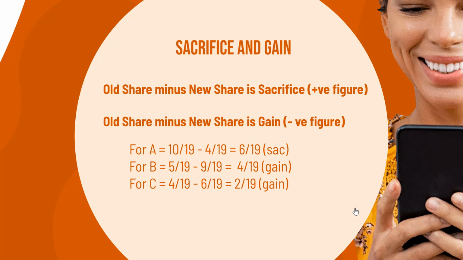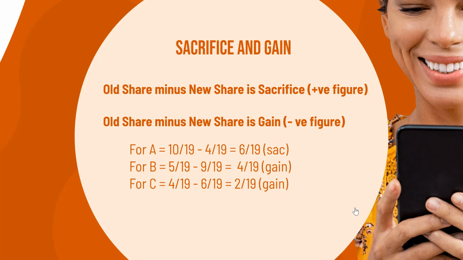When we do old share minus new share, if we get a positive figure, it's a sacrifice. And if we get a negative figure, it's a gain. This we learnt earlier. So let's see this for A, B and C. For A, old share 10 by 19 minus new share 4 by 19 is equal to a positive 6 by 19. Therefore, it's a sacrifice.